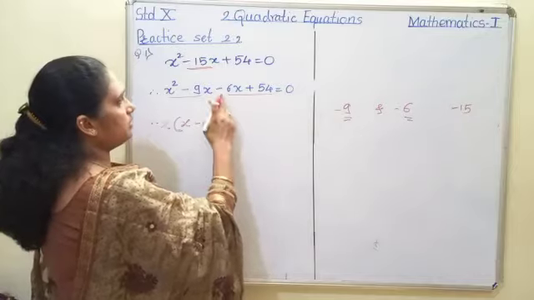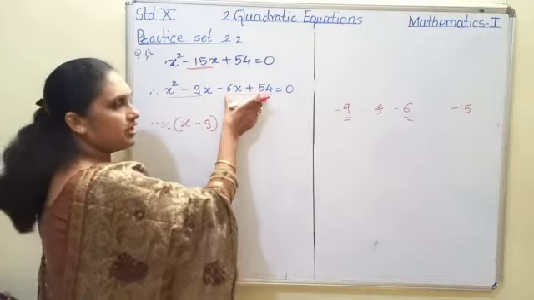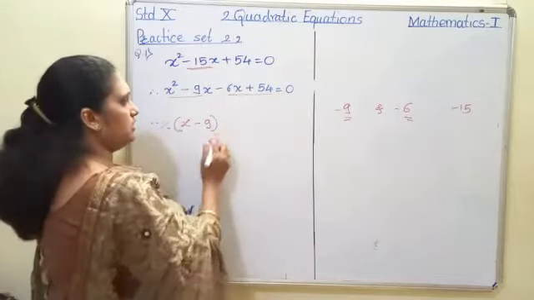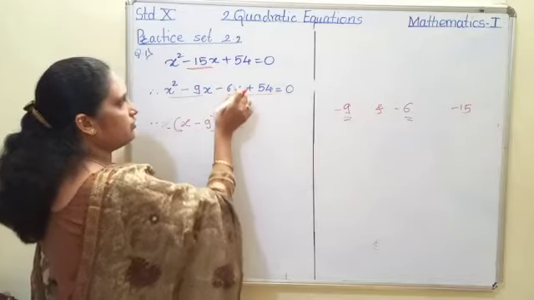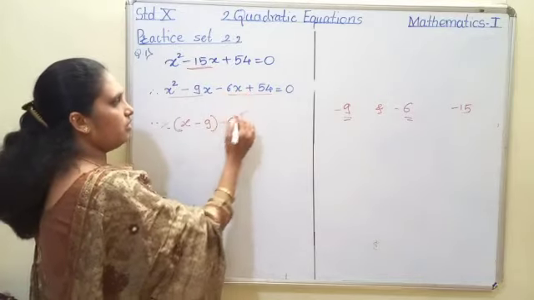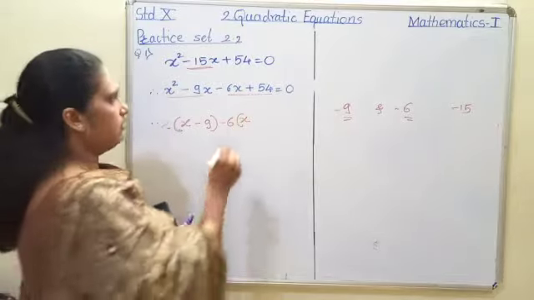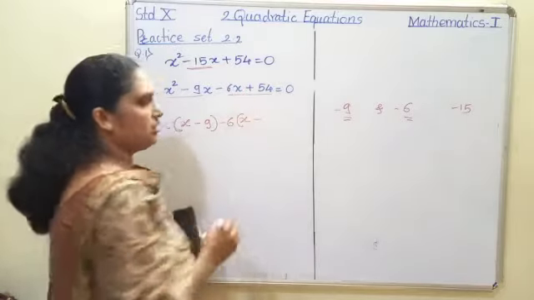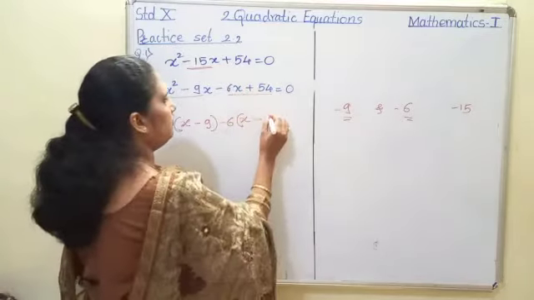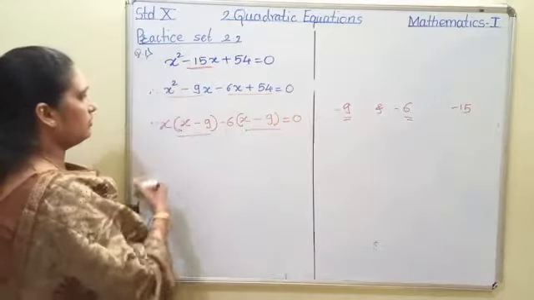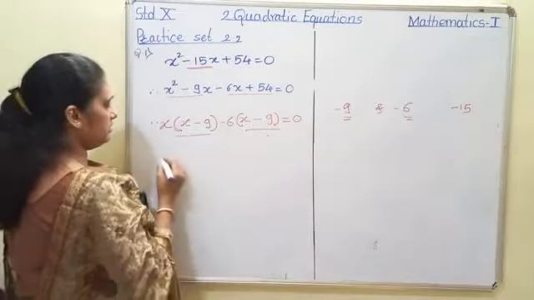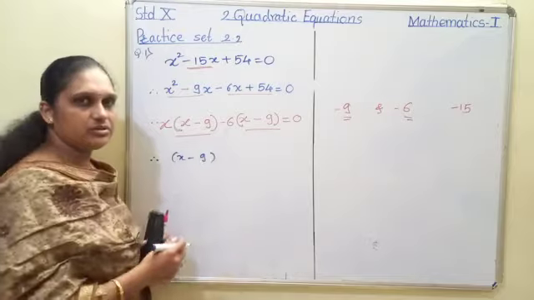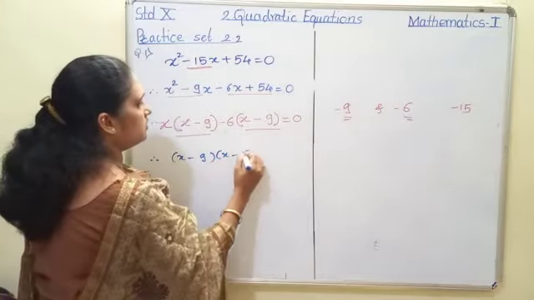Now from the next, minus 6x and 54, we can take 6 common, because 54 is in the 6 table, or we can say a multiple of 6. From minus 6x, if minus 6 is out, x will be in the bracket. If the minus sign is out, the next sign will change, so this plus will convert into minus, and we know that 6 9s are 54. So 9. Now x minus 9 is common. So we'll take x minus 9 common and the uncommon numbers in the second bracket, that is x minus 6 equal to 0.